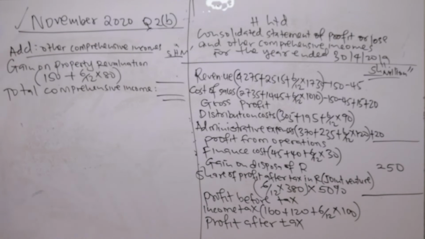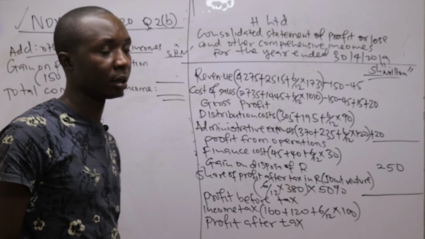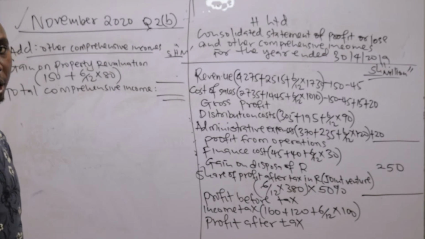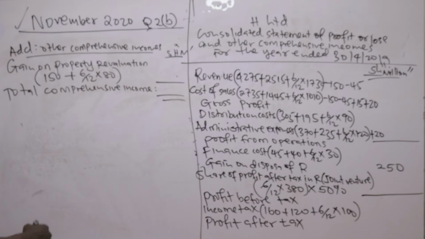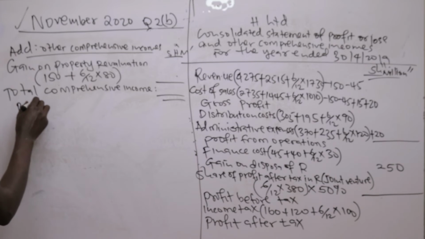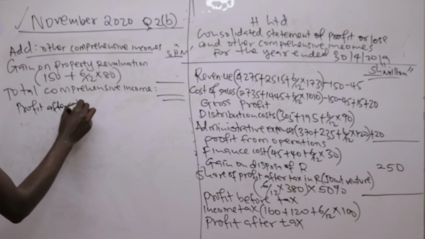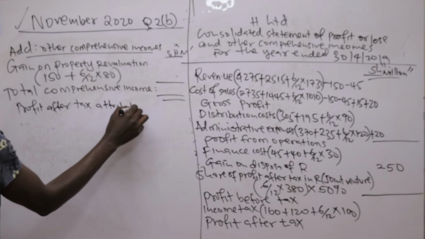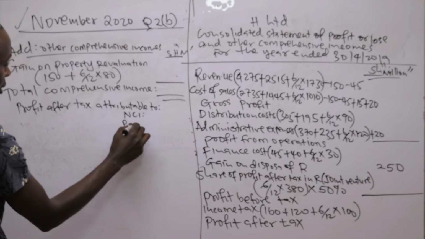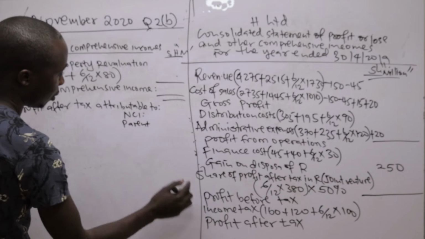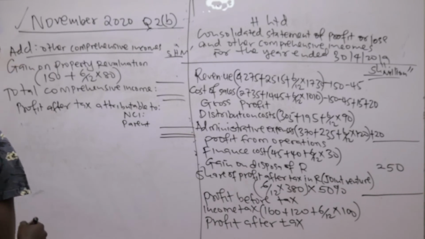But remember, after getting the total comprehensive income, we also have a profit after tax. The profit after tax must be shared to minority shareholders and the parent. The same way, the total comprehensive income will be shared to the parent and NCI, the non-controlling interest, the minority. So here I would say profit after tax attributable to NCI and parent. This one, I will be able to compute and know which value it is.